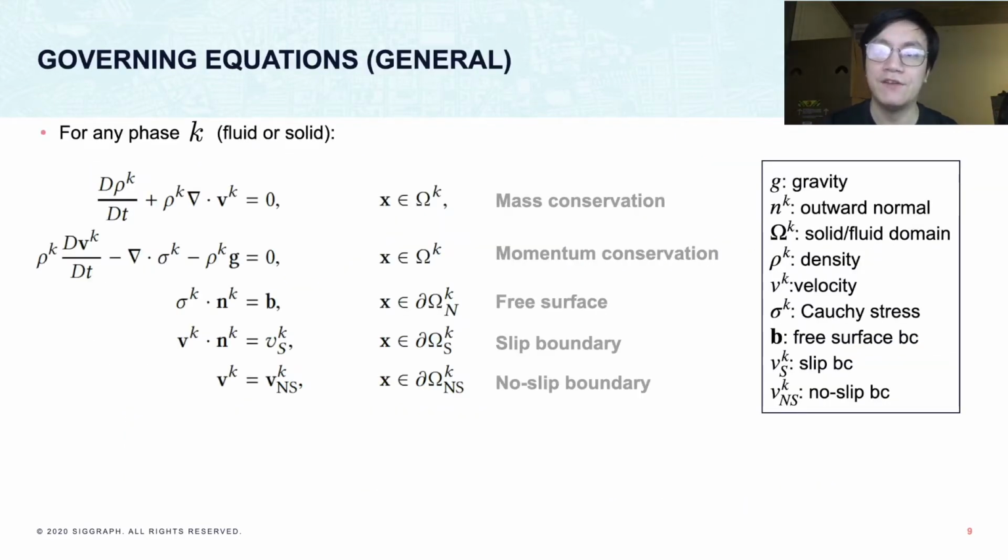Let's review all the governing equations first. For both solid and fluid phase, we have mass conservation and momentum conservation. We need to deal with different boundary conditions, which include free surface, slip boundary, non-slip boundary, and solid-fluid interface. Some of them have already been handled well in traditional methods like MPM's free surface, where no special treatments are needed. However, others need us to invent new approaches to deal with.